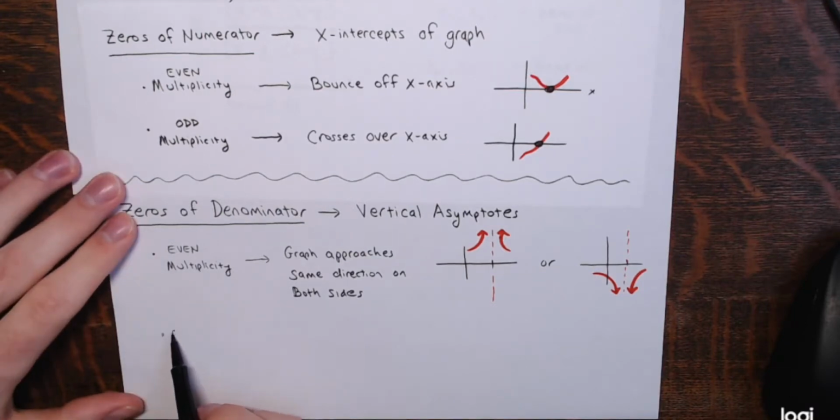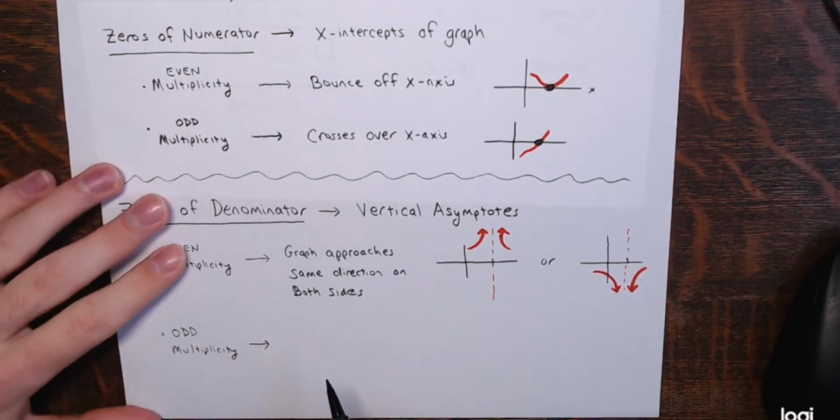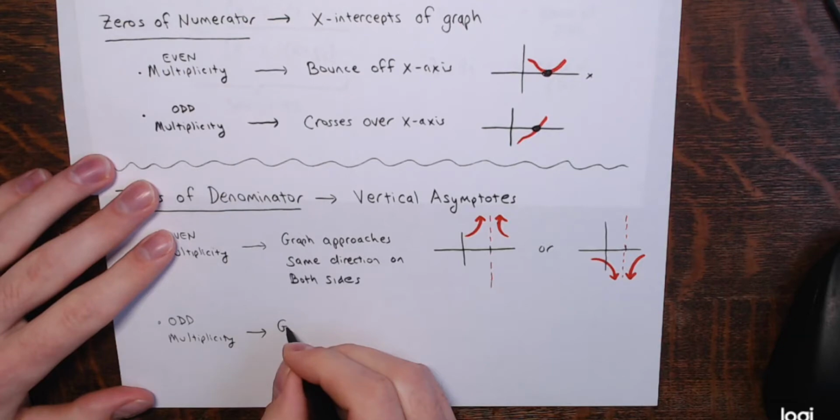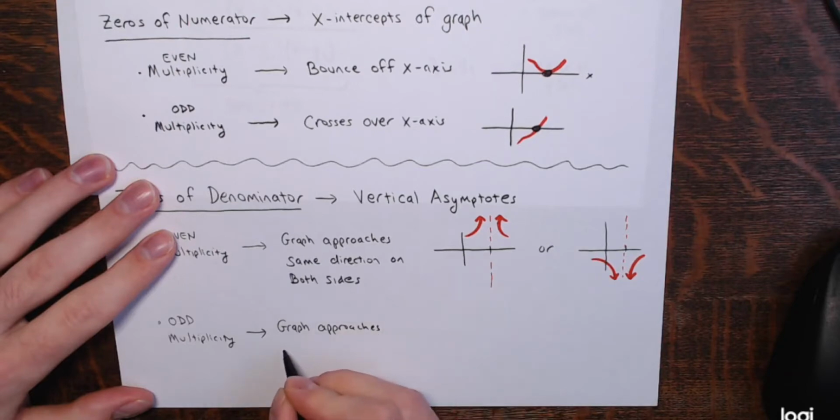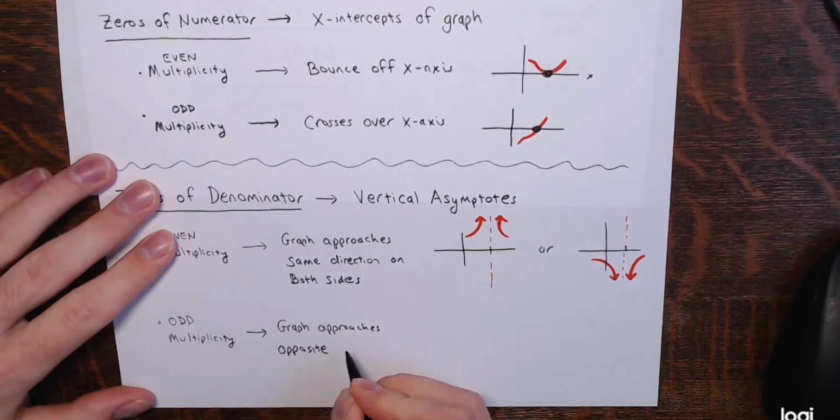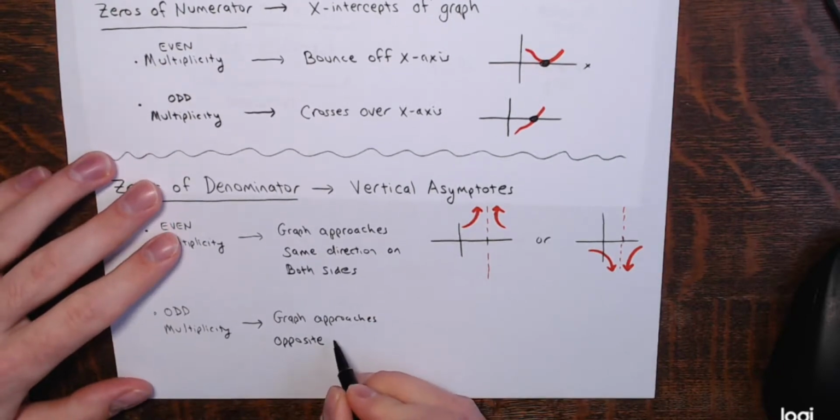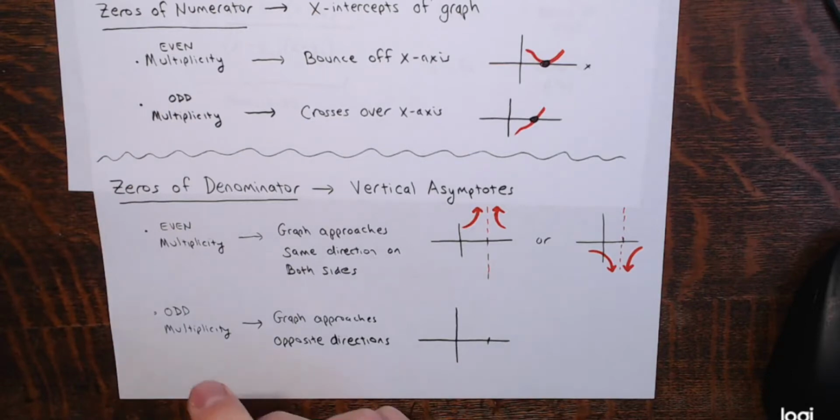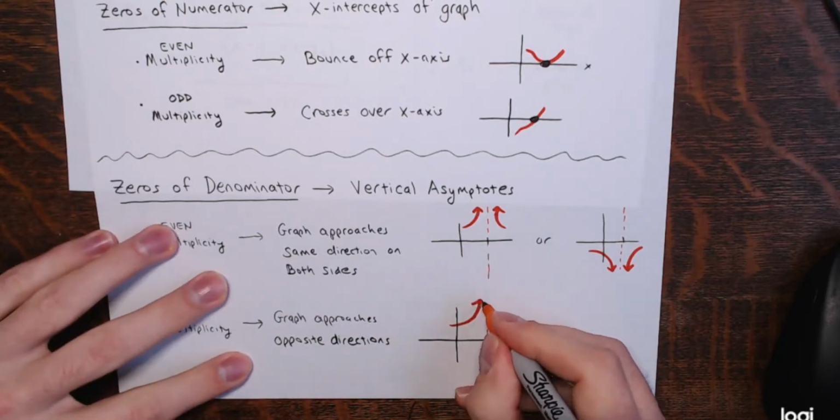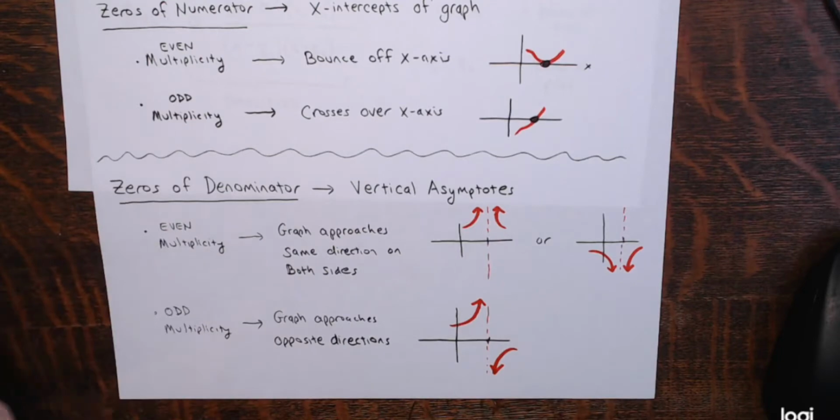And then if it has an odd multiplicity, well, then the graph is going to approach opposite directions on both sides. Graph approaches opposite directions on each side of the asymptote. All right. So what I mean by that, again, here's say the vertical asymptote, little dashed line here. What I mean is that on one side the graph's going to go to infinity, and then on the other side the graph will go to negative infinity. All right, or the other way around, right?